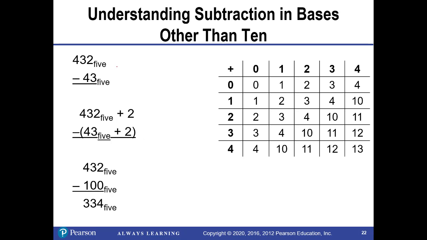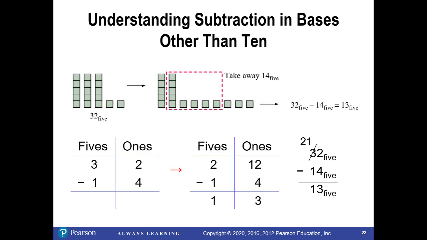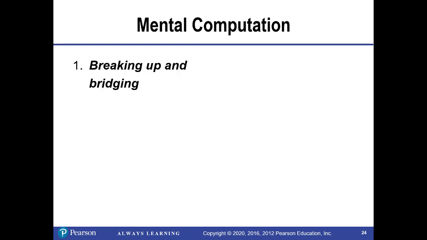Again, one way to do this, and the way that I would almost certainly end up doing it if I had to do this on a test, is I would convert both of these to base 10, which you can do after 3.1. Then I would subtract in base 10 and convert my difference, my answer, back to base 5. And then some mental computation techniques.